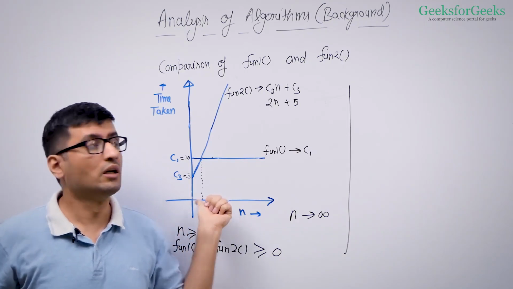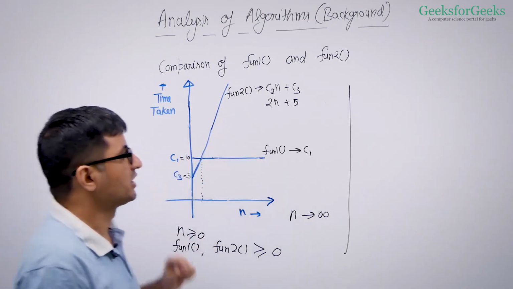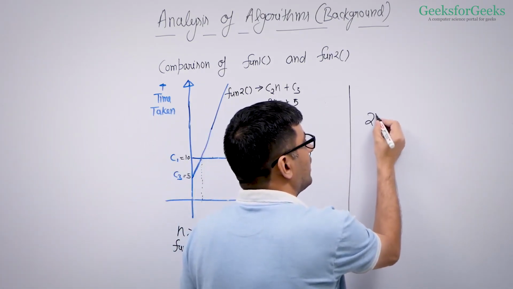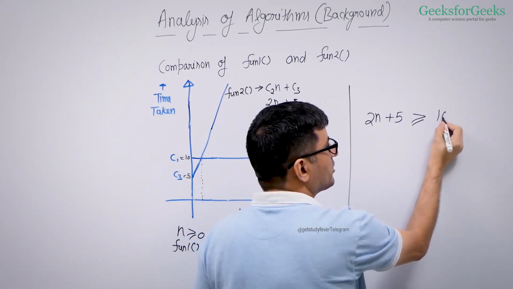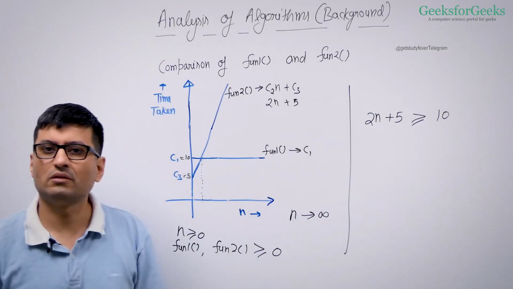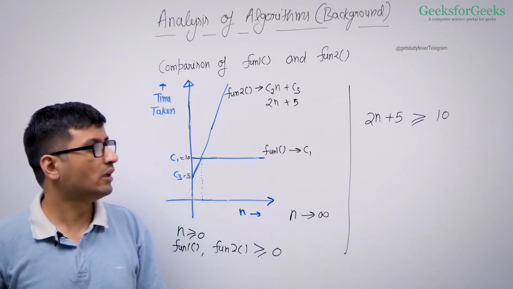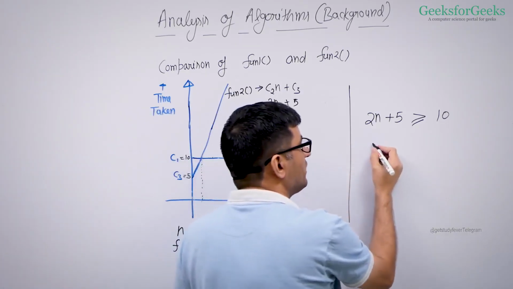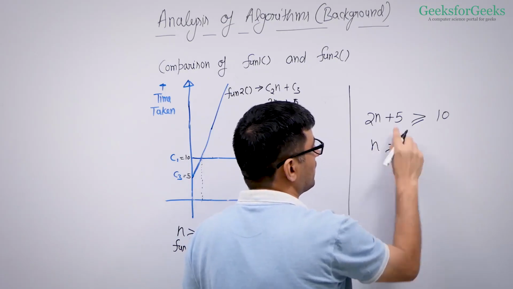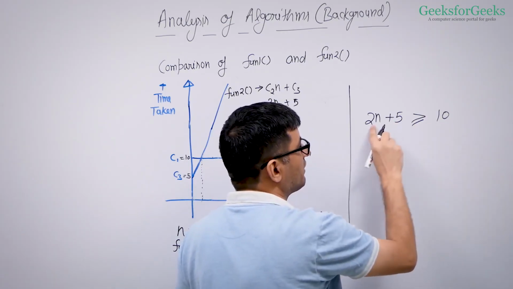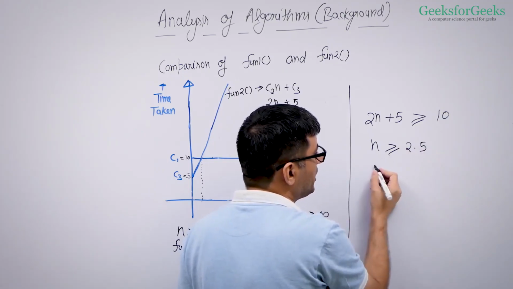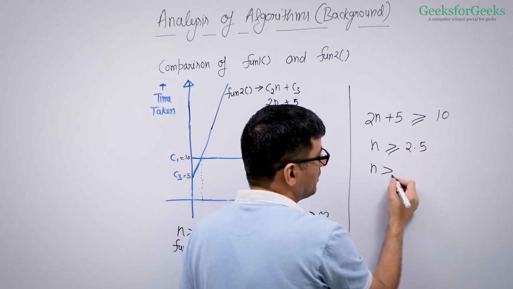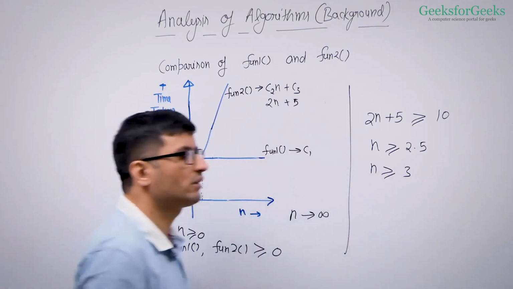time? You can do this comparison. We want to find a value of n after which 2n plus 5 is going to be greater than or equal to 10. Now what is the value of such n? n is going to be, if you do 10 minus 5, you will get 5, and if you do 5 by 2 you will get 2.5. So if you're talking about integer values, you can say greater than or equal to 3, right?